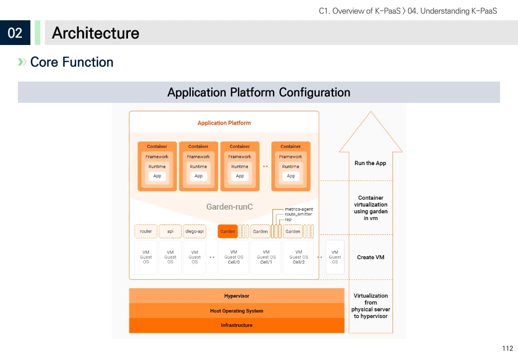On top of that, Garden and runC support the deployment of applications in the form of containers, and it provides the framework and runtime that actually run them, which can be stored and used across multiple VMs.